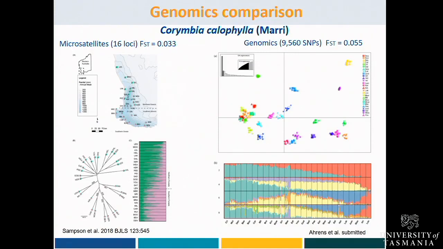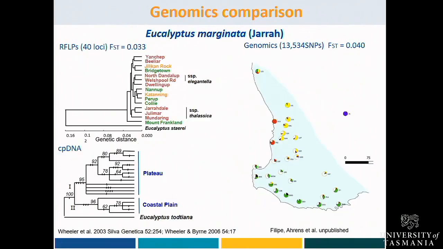So we detect, with the power of genomics, much more fine-scale genetic structure across widespread species. And here's the latest one. Hopefully you saw Zhao's poster last night. This is Jarrah, which is the other main forest tree distributed across the southwest. And this is an old RFLP dataset where we found no structure across the forest.